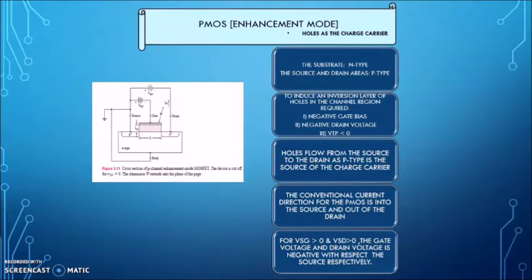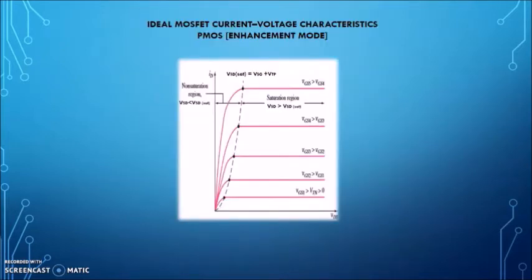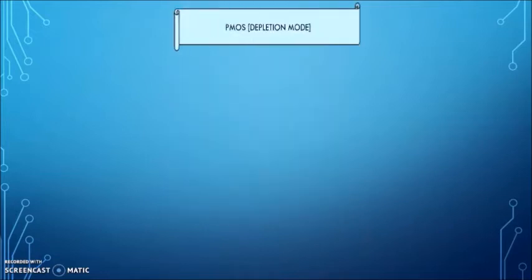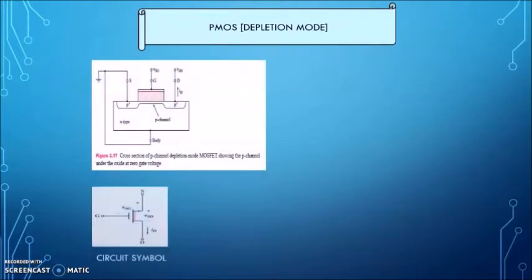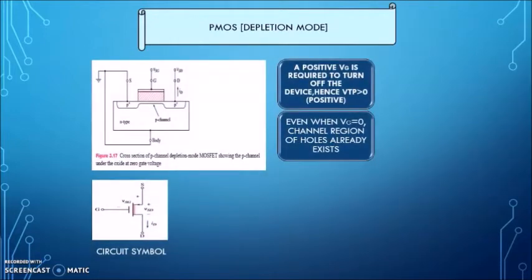So here is the ideal MOSFET current-voltage characteristic curve for the enhancement mode of PMOS. Basically it is the same as the NMOS enhancement mode, except that the drain current is out of the drain and VDS is replaced by VSD. The saturation point is when VSD sat equals VSG plus VTP. The non-saturation region occurs when VSD is smaller than VSD sat, and vice versa for the saturation region.